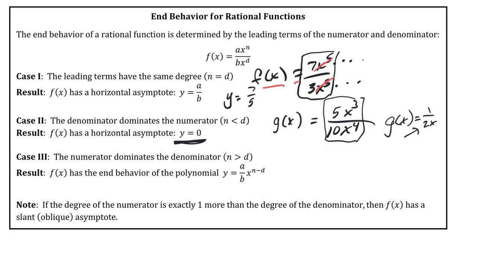And our last case is if the numerator is bigger than the denominator. I'll make one up. I'll just flip this one around. 10x to the 7th over 5x to the 5th. Again, I'm going to divide, and I'm left with h of x, or y, equals 2x squared. Well, that's a parabola. My end behavior arrows are both going up. They don't make horizontal anywhere.